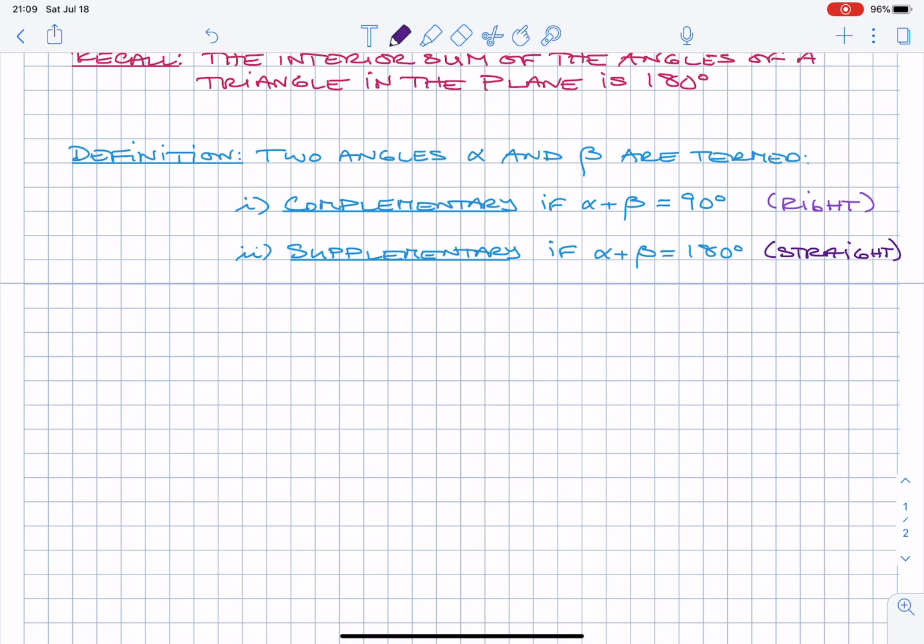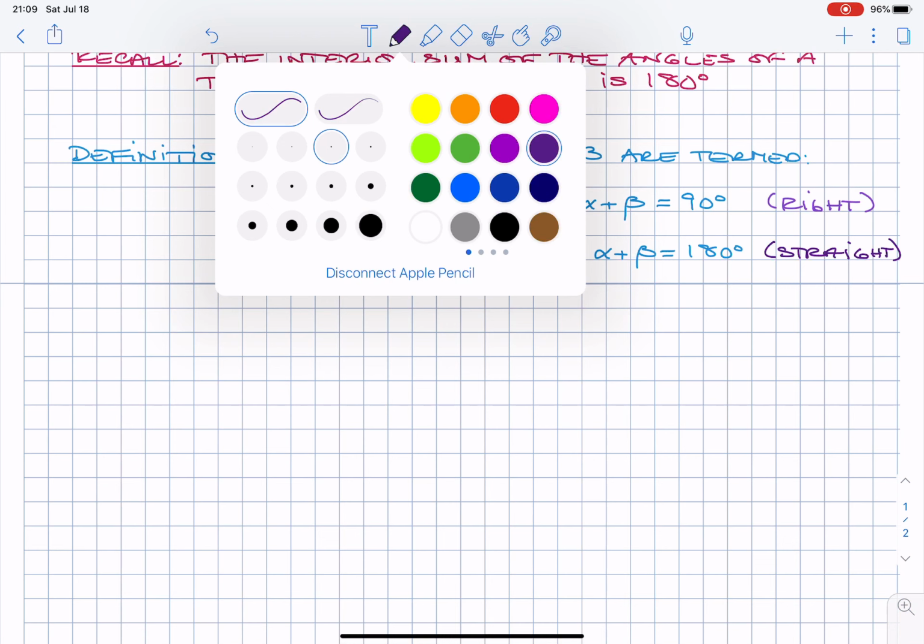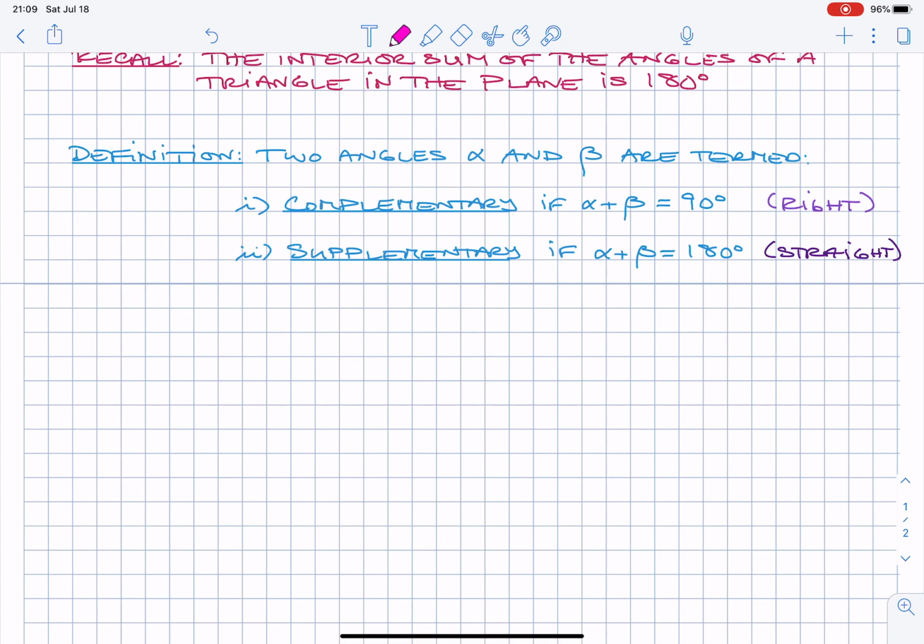Okay. So there's a trick I use to remember these. Complementary starts with a C, and supplementary starts with an S. C comes before S in the alphabet, and 90 comes before 180. So if I remember the order is the same alphabetically as numerically, then I know which is which.